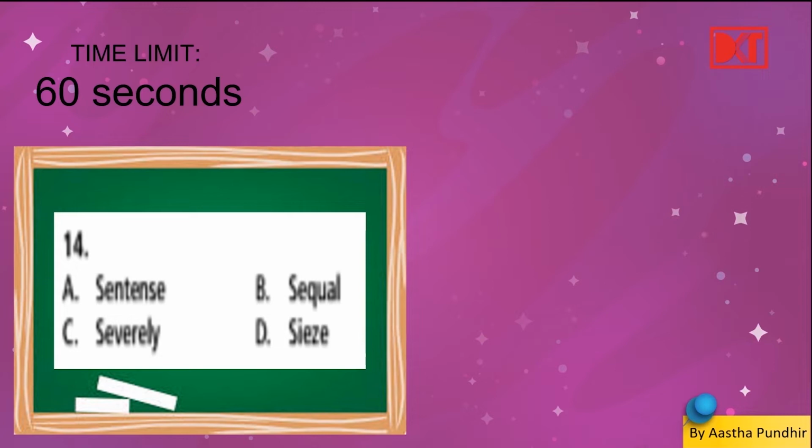Alright, here the word with the correct spelling is C, severely. The other options, you see, A sentence, S-E-N-T-E-N-C-E it should be. Then B sequel, S-E-Q-U-E-L. Alright. Then C's should be S-E-I-Z-E, not S-I-E-Z-E.